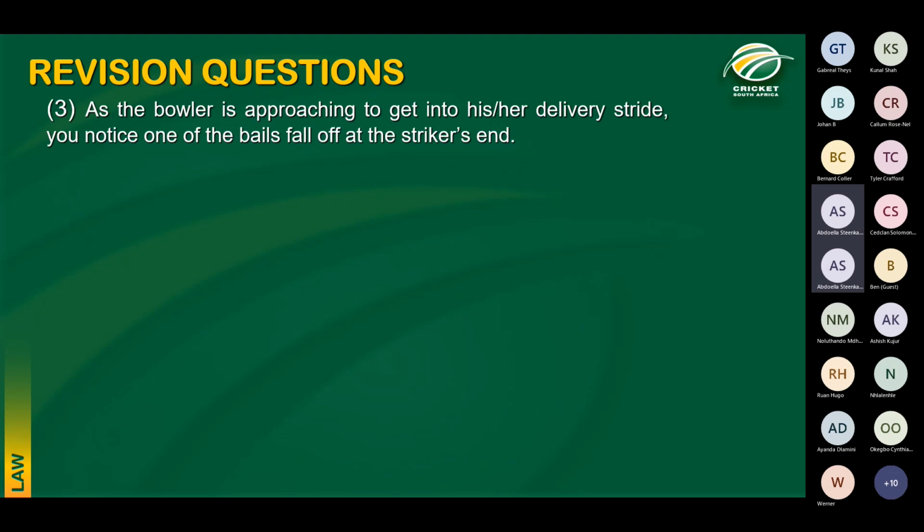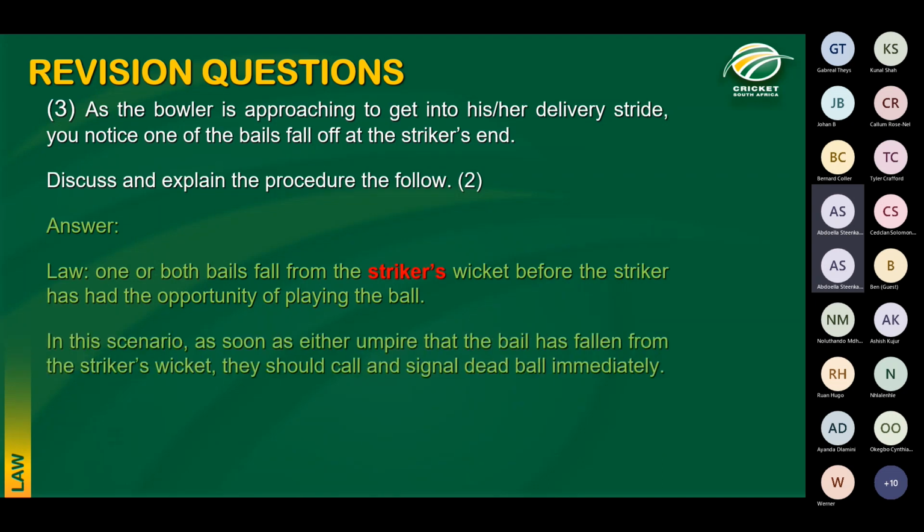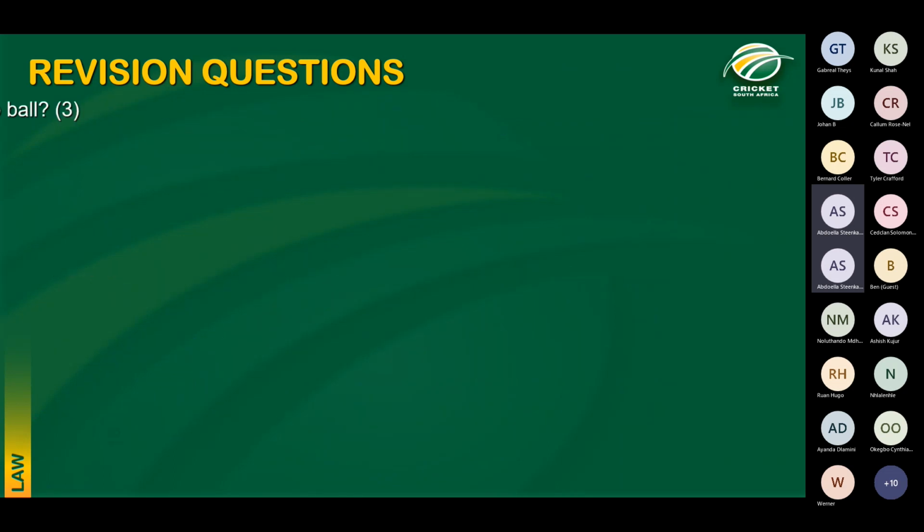Next question. So the bowler is busy running in, you, the umpire, notice one of the bails falls off at the striker's end. What do you do? The law tells us if one or both bails falls from the striker's wicket before the striker has opportunity to play the ball, either umpire is to call and signal dead ball immediately. If neither umpire sees the bail fall off, play will then just continue as normal.